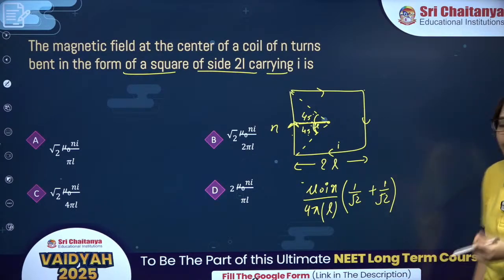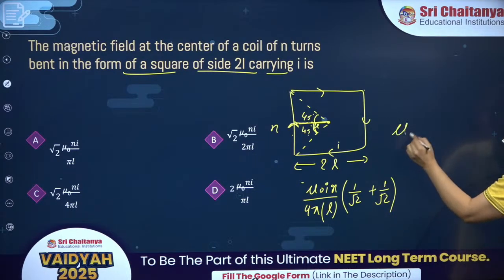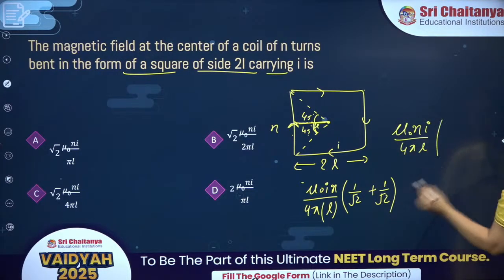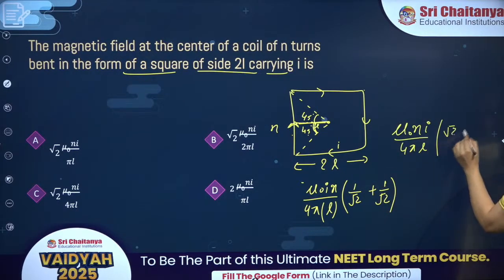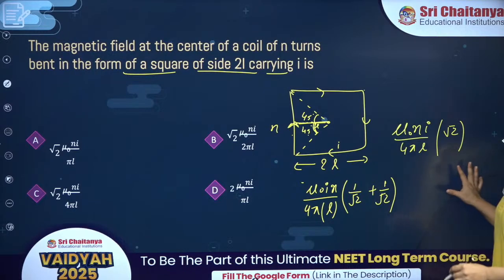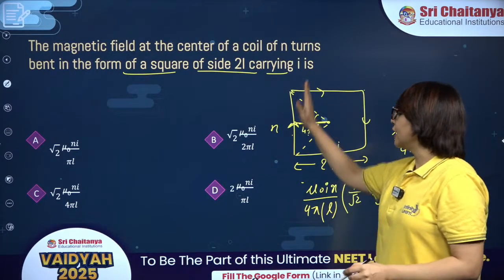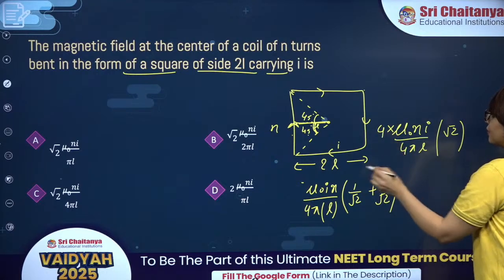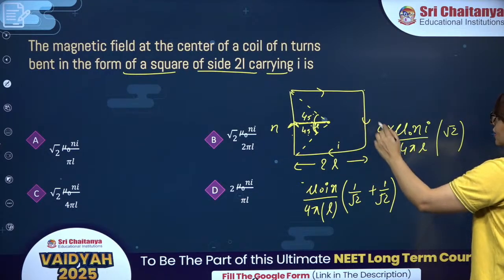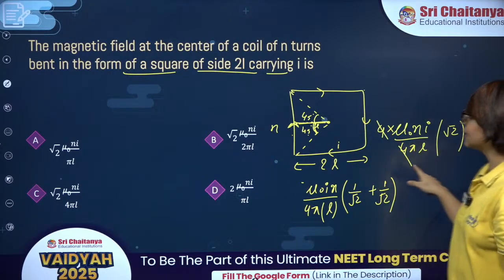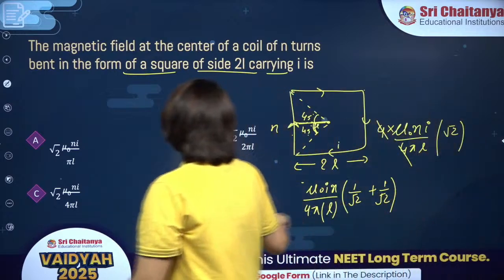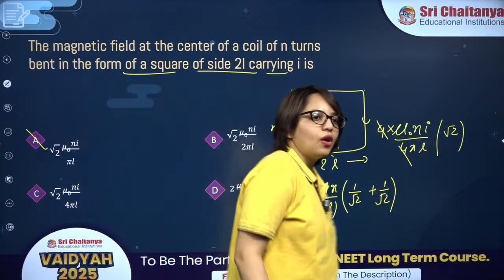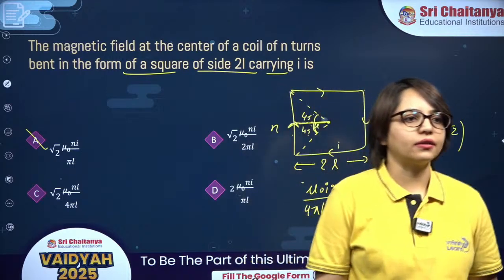So it will be mu naught Ni divided by 4 pi L and it is 2 by root 2, which is root 2 only. This is the magnetic field generated by one side. So total magnetic field will be 4 times that of the one side because we have 4 sides. 4 cancel. So the answer is root 2 mu naught Ni divided by pi L, which is option A. Option A is the correct answer.